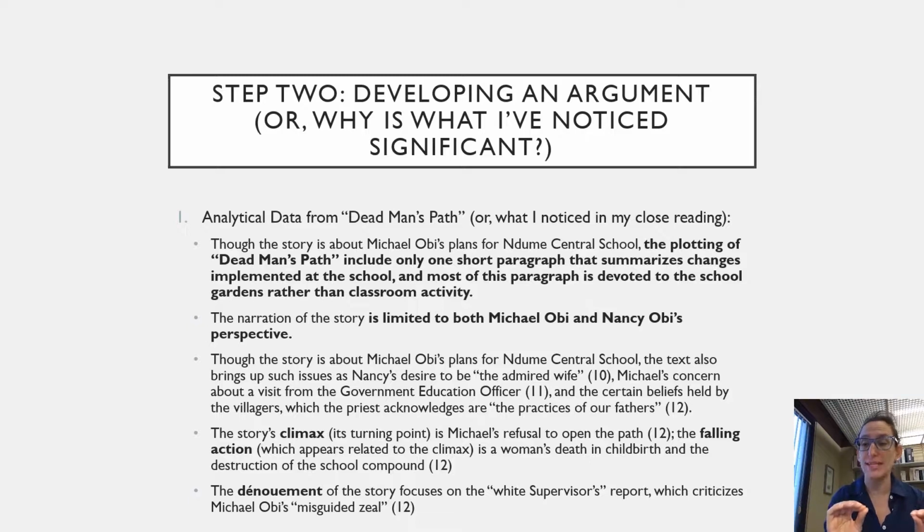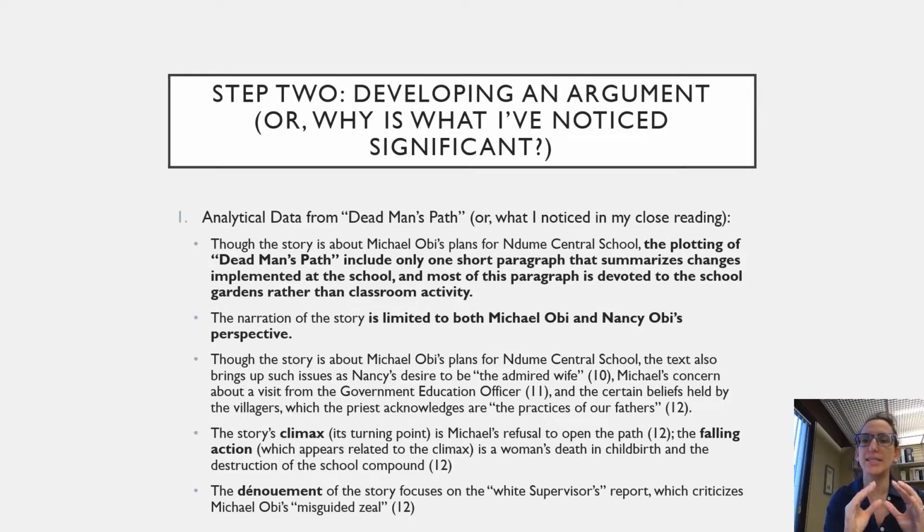And after that is what we would consider the falling action of the story, which is defined as the outcome of the climax, like the outcome of that decision that Michael makes. So what happens next is that a woman in the village dies in childbirth, and then the villagers destroy the school compound. Now, what's interesting there is that the way the story is plotted, it really does suggest a cause and effect thing, right? That Michael made a decision not to open the path, and then a woman died in childbirth. But are those things really logically related?